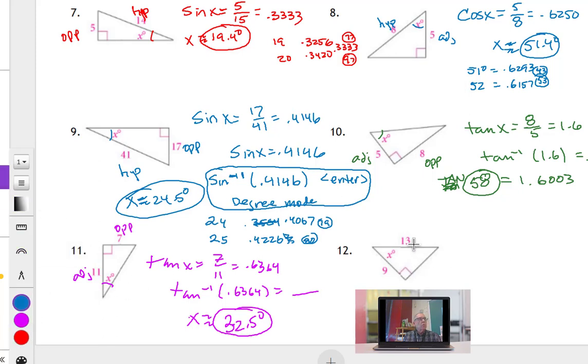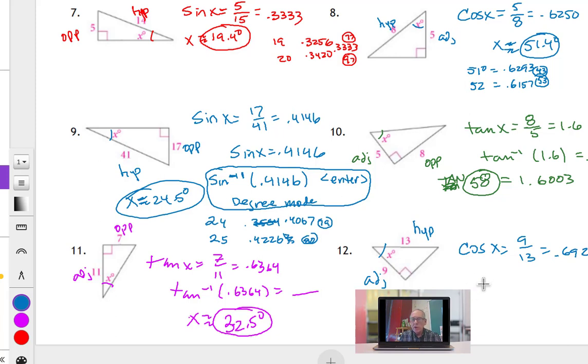Look at number 12. 13 is the hypotenuse. 9 is the adjacent. Adjacent hypotenuse, that's going to be cosine ratio. So cosine x is equal to adjacent 9 over 13. To 4 places, that's 0.6923.